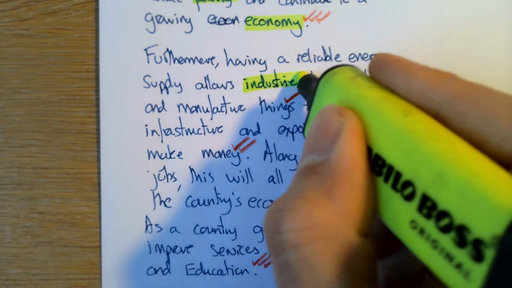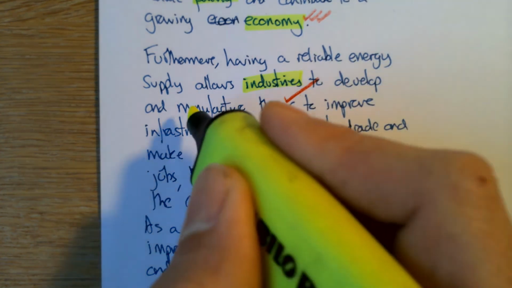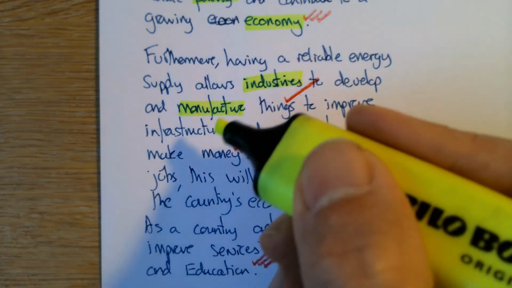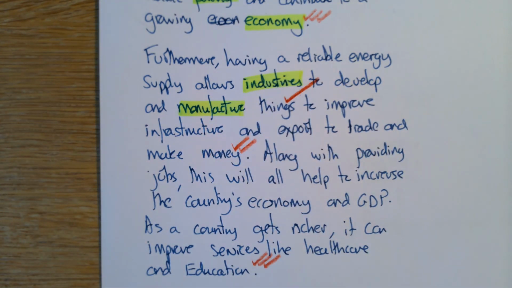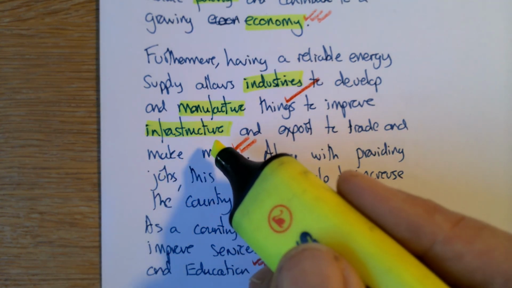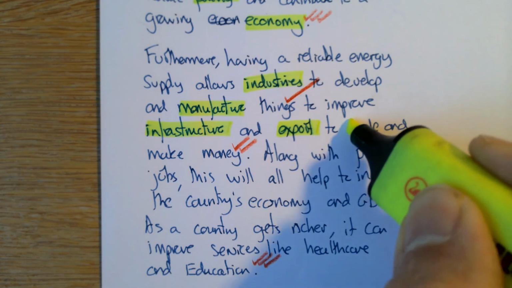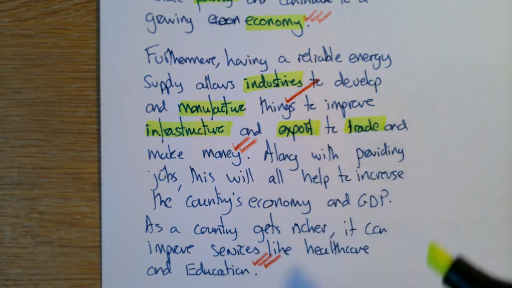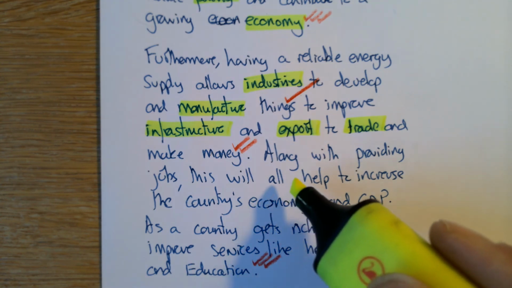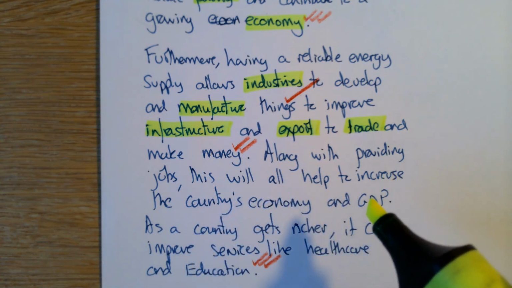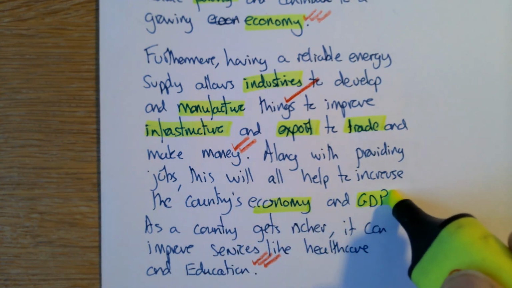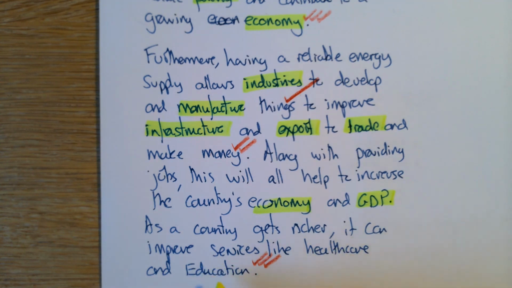Let's look at some words here. Industries, a word we'd want to use. Manufacture, showing me that you understand what happens in an industry. Infrastructure, again, that's things like roads or building things using steel that has been manufactured in the country. Export, an understanding of trade. So export, sending to other countries or selling to other countries and making money from it. Along with providing jobs, this will all help to increase the country's economy and GDP. As a country gets richer, it can improve services like healthcare and education.